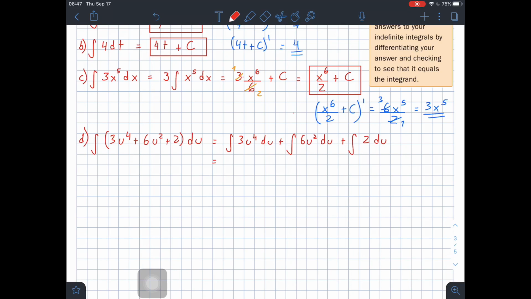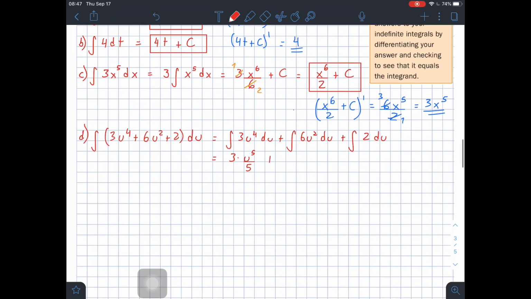So this is equal to the integral of 3u^4, that would be 3 times u^5 divided by 5. I'm going to add the plus c at the very end of this, okay? You don't need to add for each of this. Plus, the integral of this would be 6u cubed divided by 3, okay? And finally, the integral of 2 is 2u, so plus 2u. And we don't need to divide by anything. So then we add the plus c, okay? At the very end of everything.